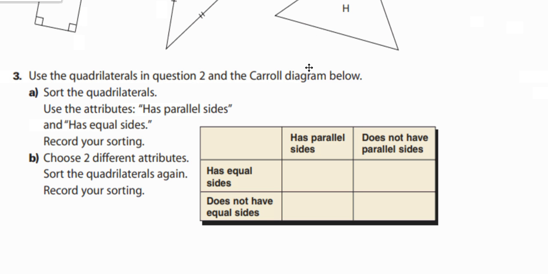Now, I do want to talk a little bit about this Carroll diagram. So a Carroll diagram is basically this chart here, and so it's kind of like a Venn diagram, but a little bit more complicated. So anything in this box would have parallel sides and equal sides. Anything in this box would not have parallel sides, but would have equal sides. So it's just a different way where we can add different dimensions to it, so we can make it a little bit more complicated than we could with circles.